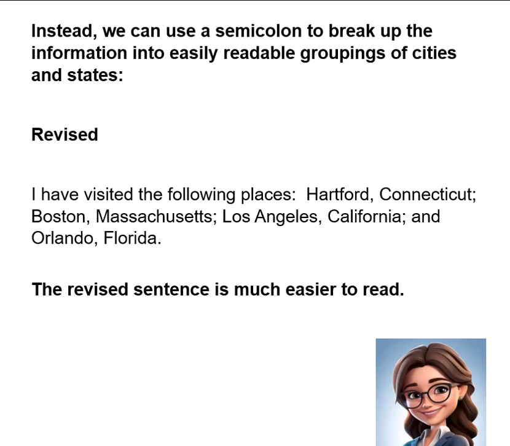Instead, we can use a semicolon to break up the information into easily readable groupings of cities and states. So the revised sentence would read, I have visited the following places: Hartford, Connecticut; that's one group. Then Boston, Massachusetts; that's the next group. Then Los Angeles, California; that's the next group. And finally, Orlando, Florida. If you'll notice, the revised sentence is much easier to read because you can see the groupings much easier because they're separated by the semicolon.